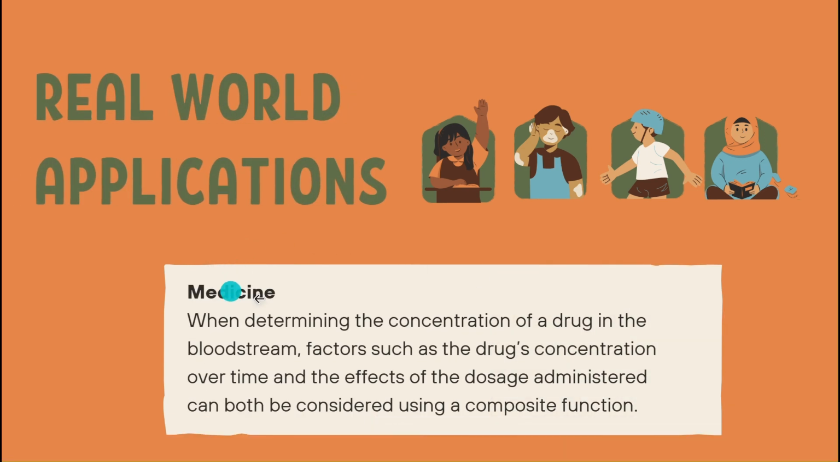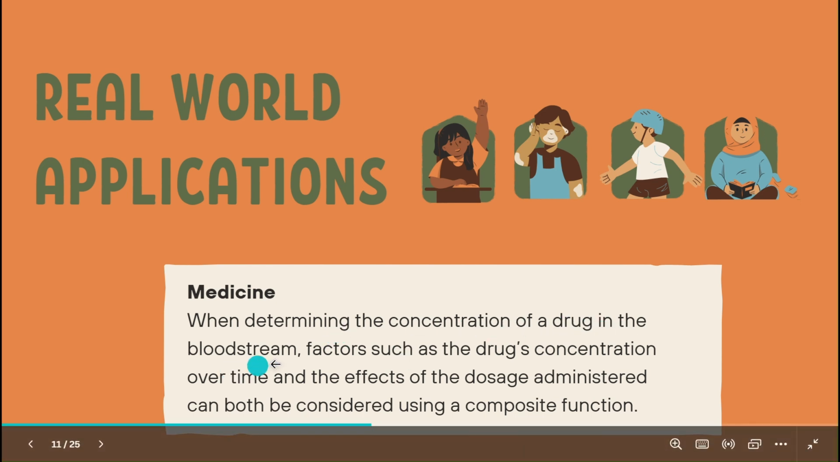Secondly, it can also be used in medicine when determining the concentration of a drug in the bloodstream. Factors such as the drug concentration over time and the effects of the dosage administered can both be considered using a composite function.